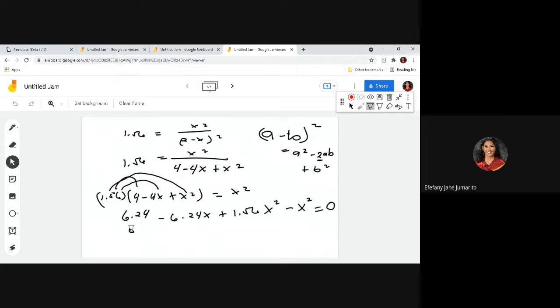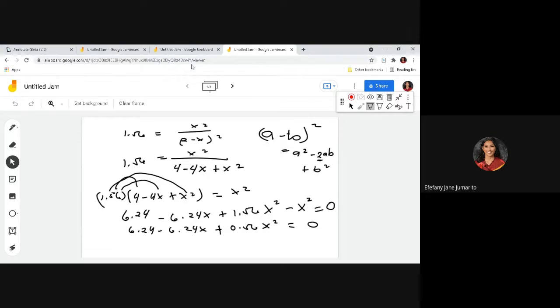This is a quadratic equation: 6.24 minus 6.24x plus 0.56 x squared is equal to 0. Okay, what is the next step, class? Factor out. Arrange. Zero product property. Factoring. Sure, ma'am.